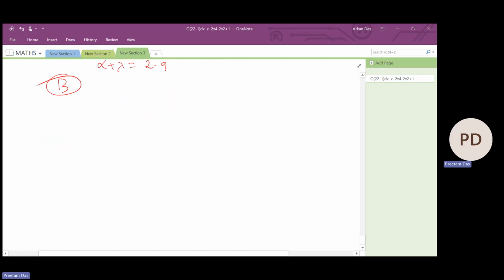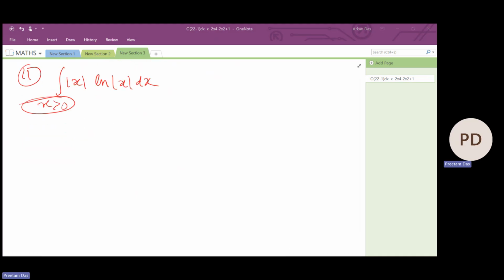Let us see the 11th problem. In this 11th problem, we have mod on these, ln mod x dx. So you can solve this in parts. At first, consider x to be positive. Obviously, x can't be 0. Let us consider x to be positive, so this becomes x ln x dx.